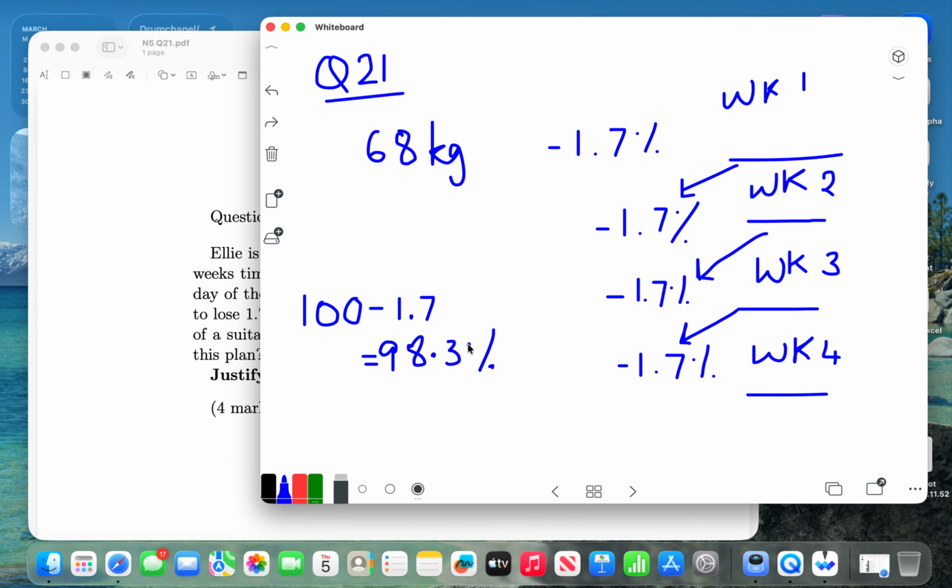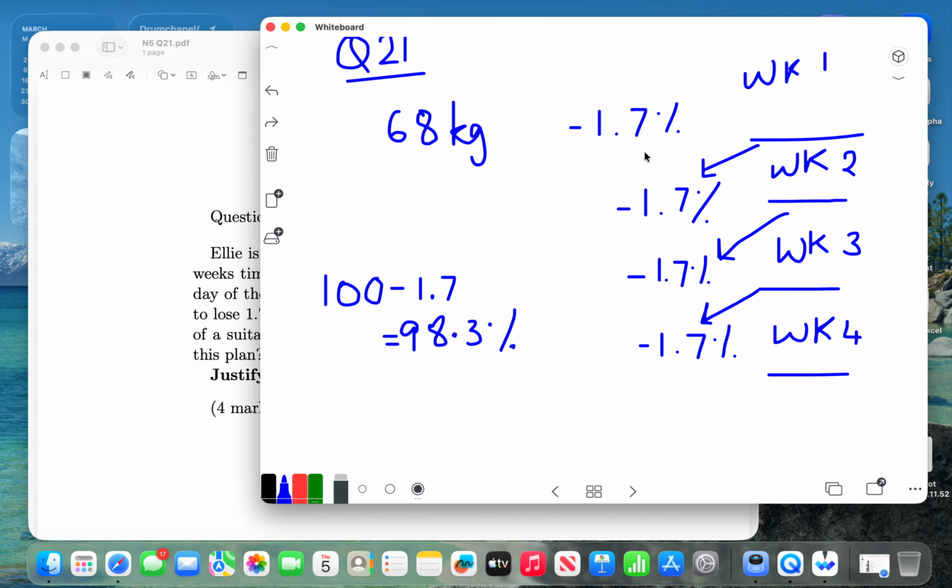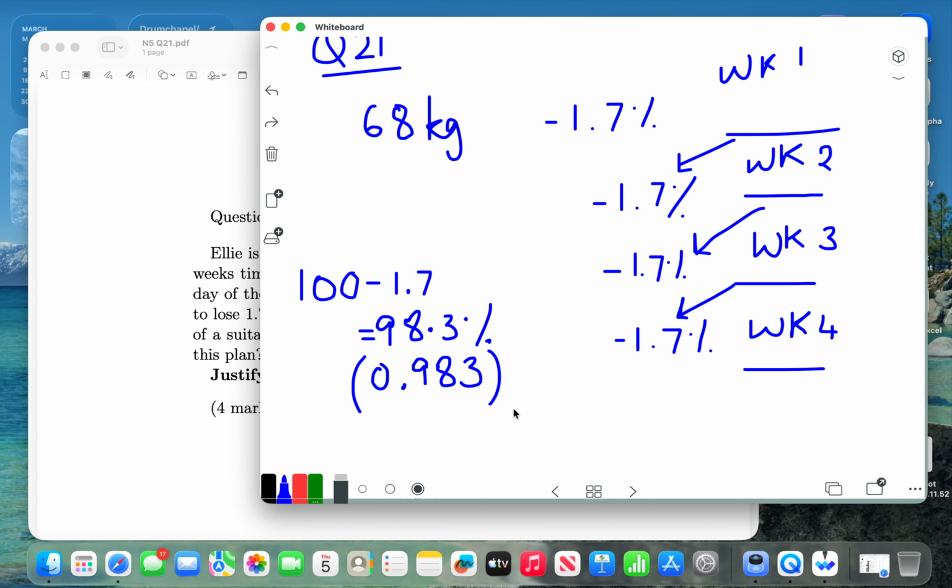Then at week 2 she has 98.3% of the weight she had in week 1. In week 3 she has 98.3% of the weight she had in week 2, and so on. But if we write this as a decimal, you divide by 100 and you get 0.983. But there's an easier way to do this one.